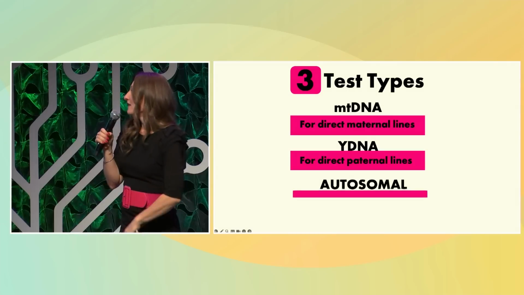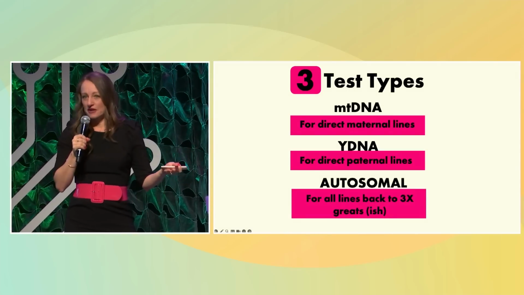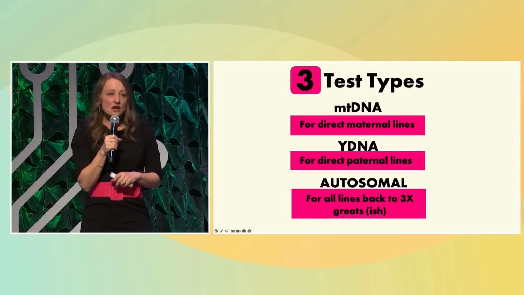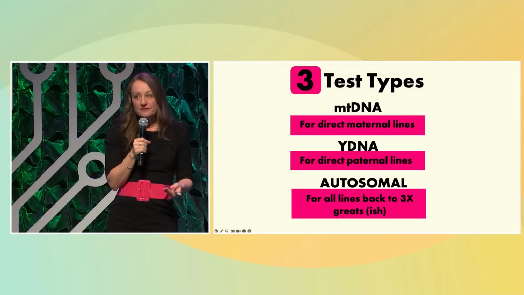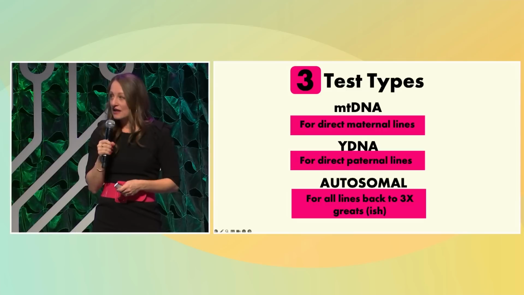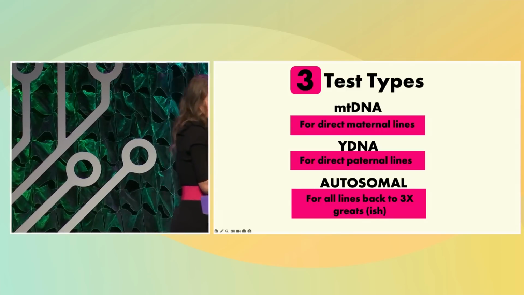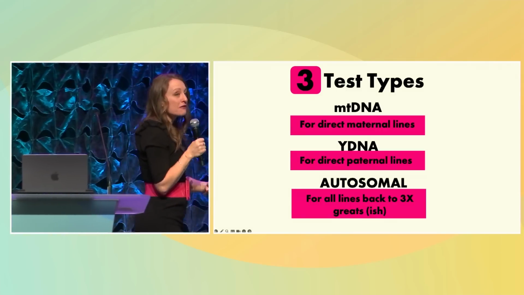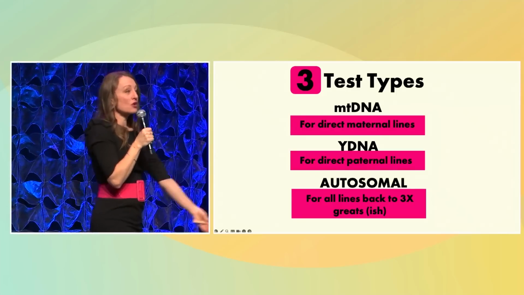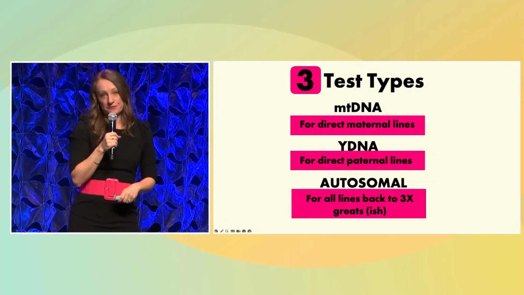So mitochondrial DNA for direct maternal lines, Y DNA for direct paternal lines. Then, of course, we have autosomal DNA. Now, autosomal DNA is for both sides of your family, and currently the technology is such that I feel confident in telling you that you can use autosomal DNA to trace your family back to a 3 times great-grandparent. So if you are looking for a 3 times great-grandparent or closer, autosomal DNA will be able to help you.